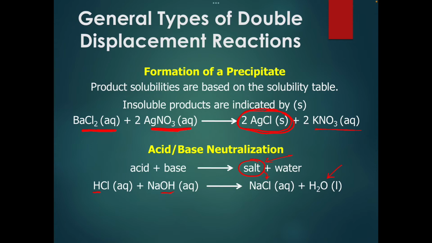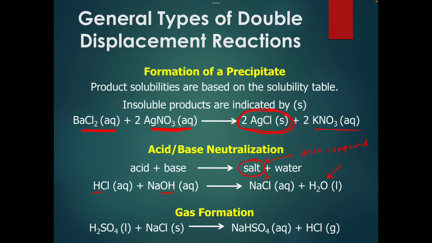So a salt that's being formed, this is just an ionic compound. Okay, so when we have an acid plus a base, that's going to make an ionic compound and water. Like this example, we made sodium chloride and water. And then our last type of double displacement reaction is probably our least common in this class, and that would be gas formation. So here, hydrochloric gas is being formed.